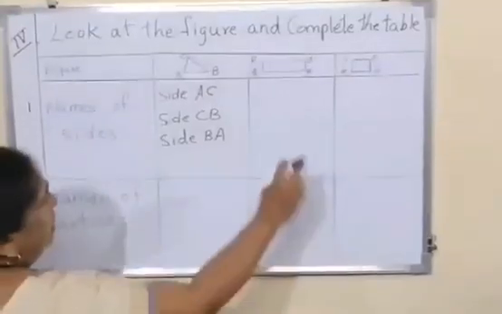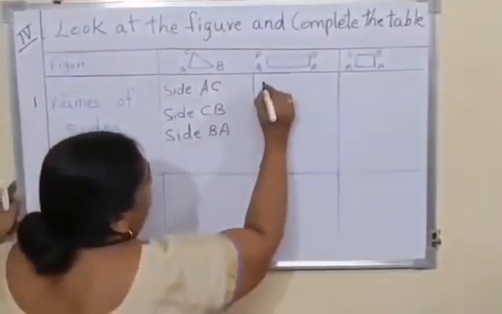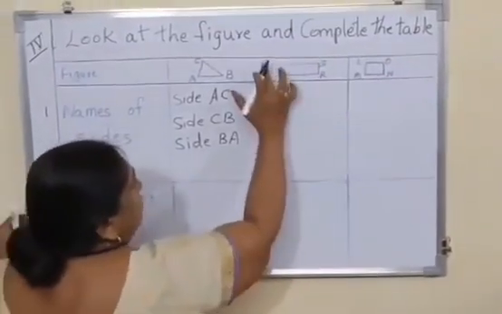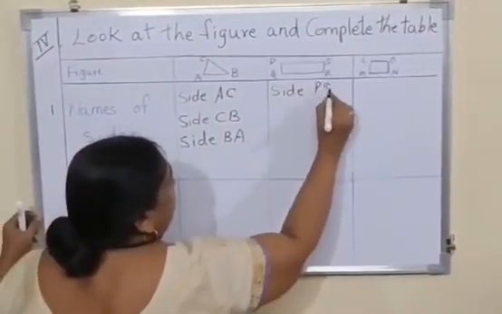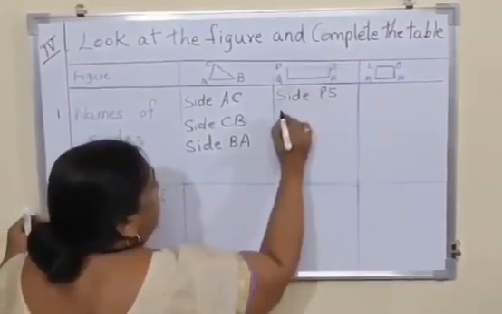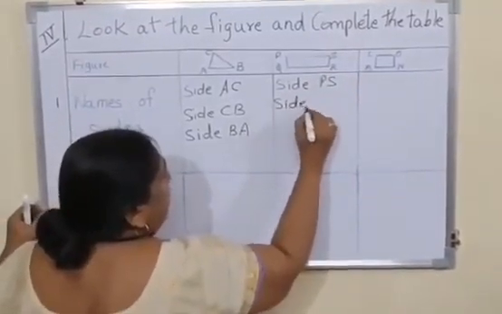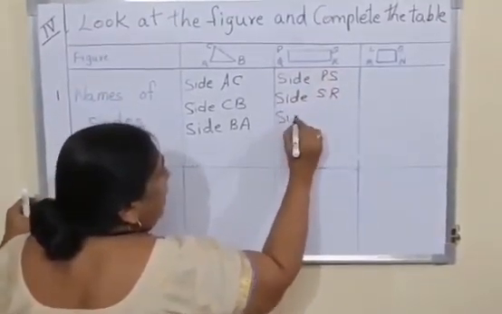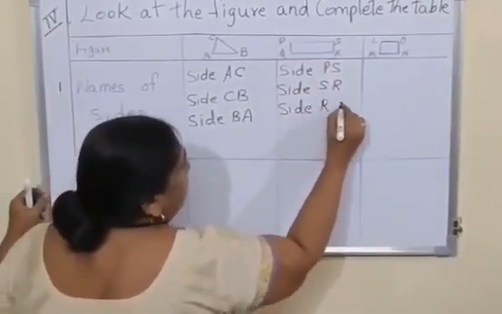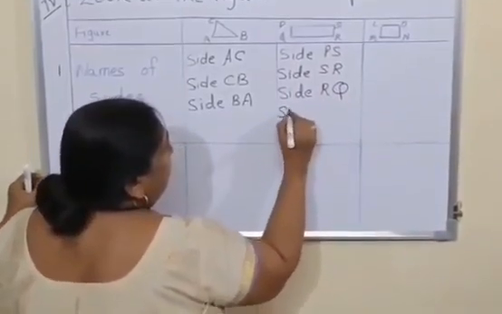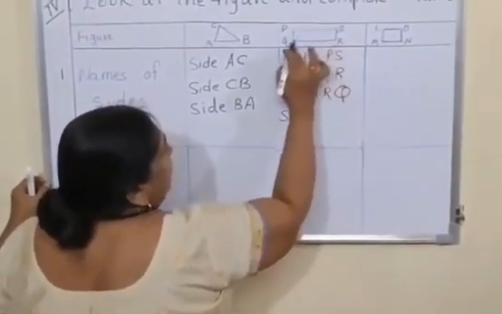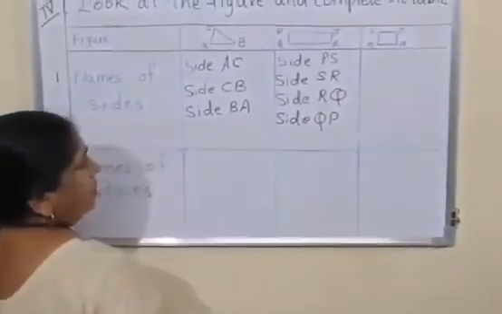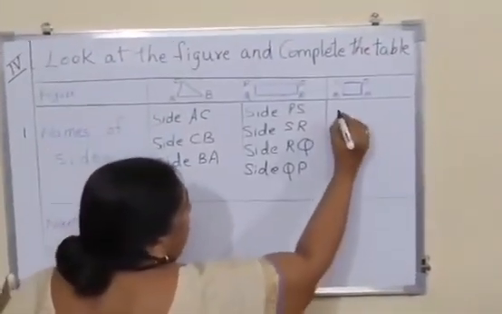Now let us see the sides of the rectangle. From where do we start? Let us start from here. Side PS. Then side SR. Side RQ. Then side QP. Correct?